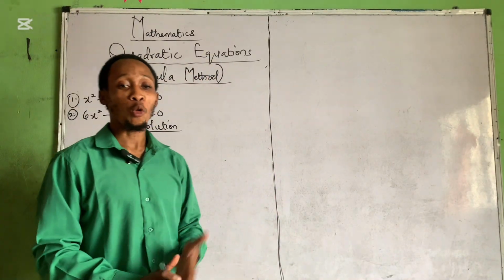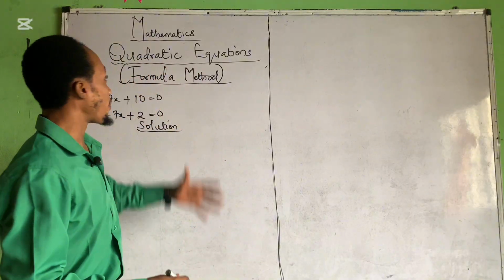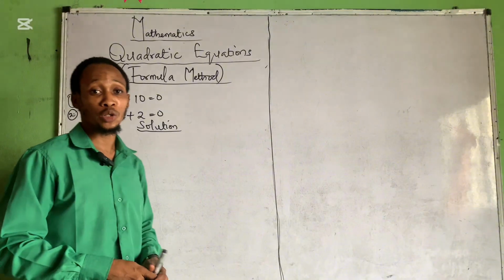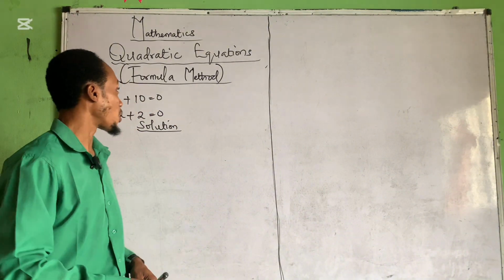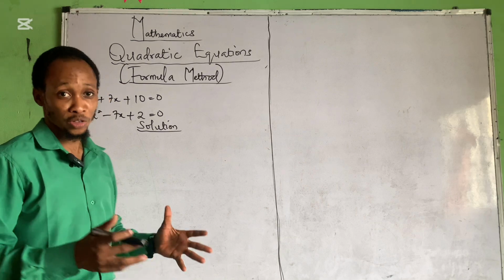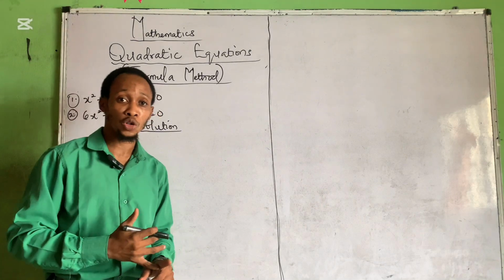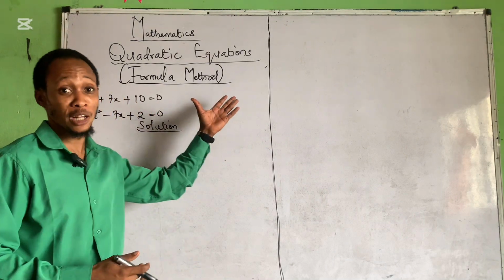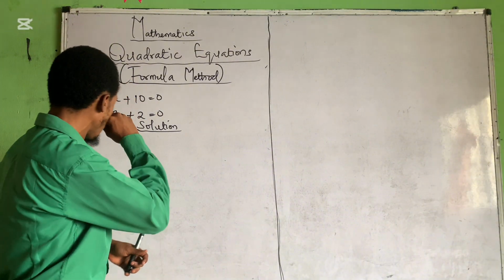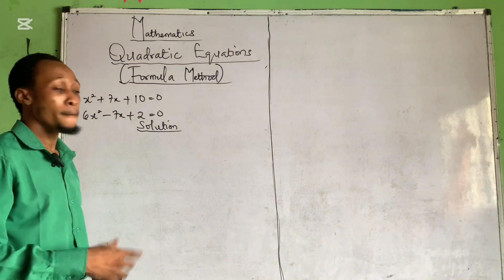I have here with me quadratic equations, formula method. Remember in our last class, we talked about quadratic equations using factorization method. But this time around, we are looking at formula method. If you could recall, I told us that we have the factorization method, the completing the square method, then we have the graphical method. All right, so let's look at formula method.